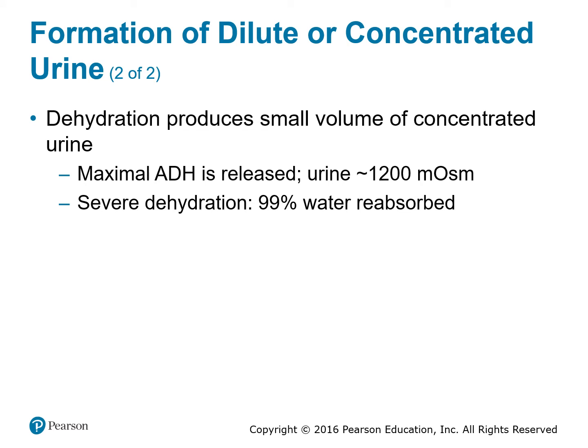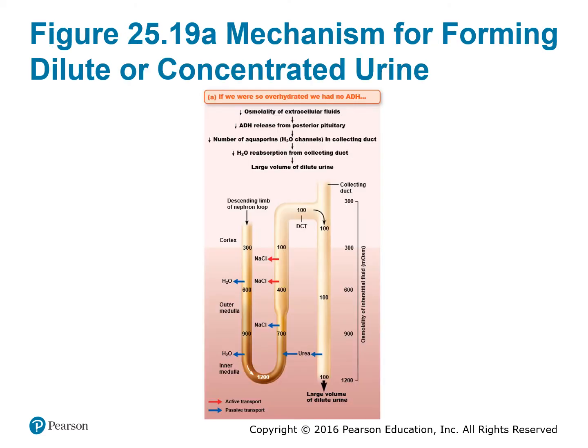Dehydration produces a small volume of concentrated urine, so maximal ADH is released. We'll see urine at about 1200 mOsm. Severe dehydration, 99% of water reabsorbed. And a nice schematic for you here.